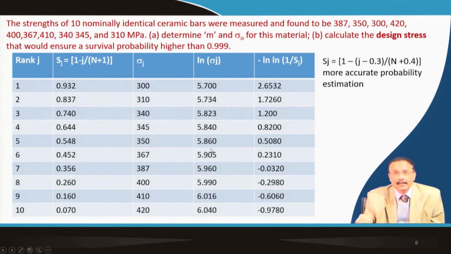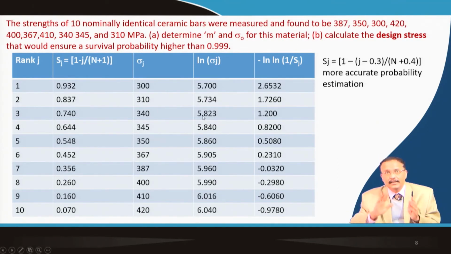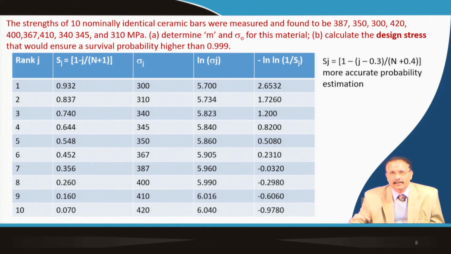So, for example, you have made 10 identical ceramic bars, it could be silicon nitride bars, it could be silicon carbide or any other ceramic which is prepared by a conventional ceramic processing route, and you estimate the value of the fracture stress for all these samples like this: 387, 350, 300, 420 down to 310 megapascal.